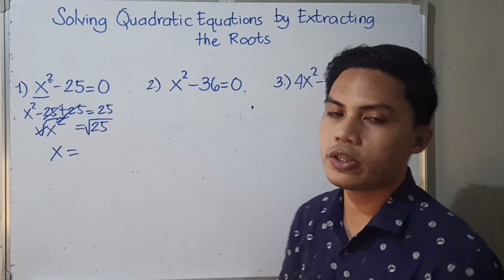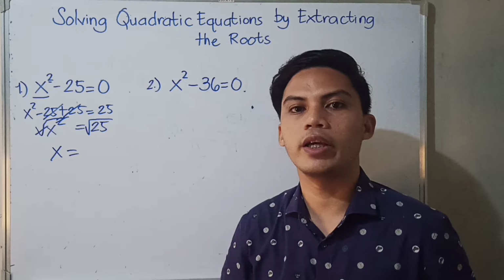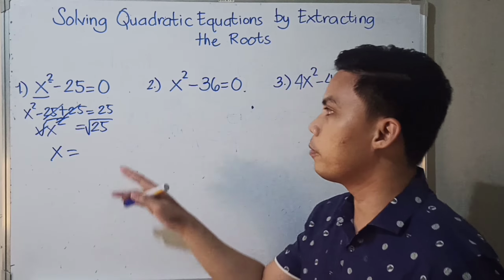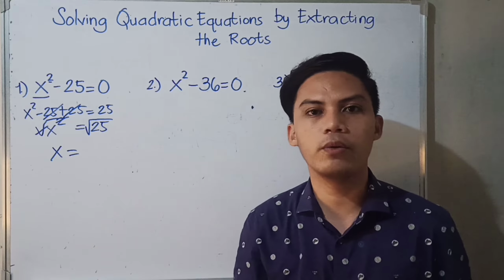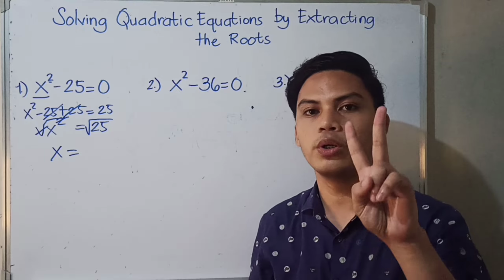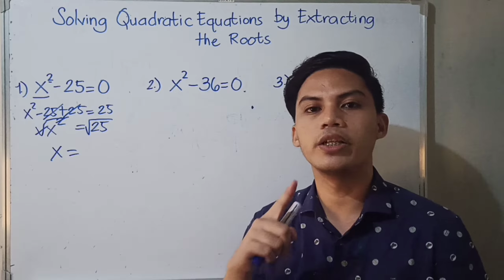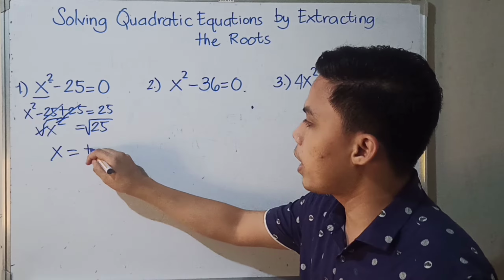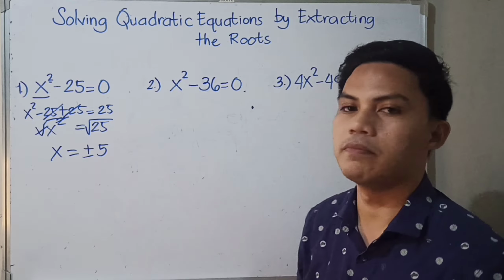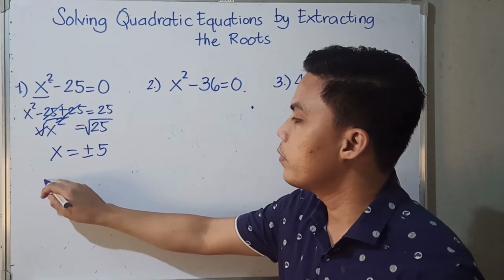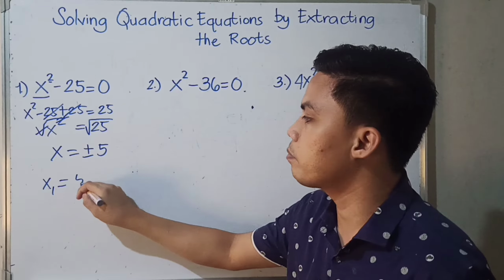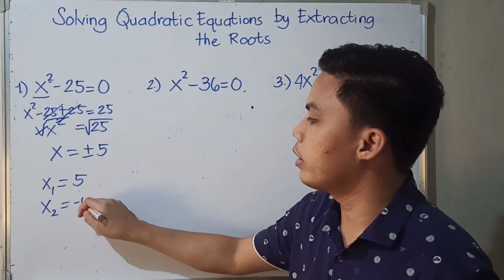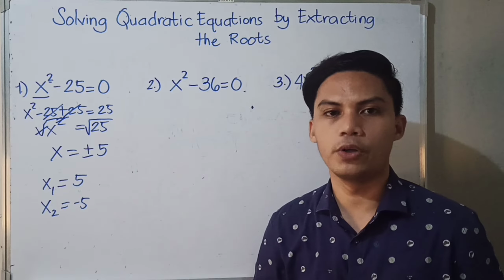Okay. Now, what is the square root of 25? Okay. Kung principal root yung kukunin, we only have positive 5. But then again, we're talking about a quadratic equation. Therefore, we are expecting that we are going to get two roots. One is positive and the other is negative. Kaya nga, ang roots natin dito sa number 1 would be positive, negative 5. Okay? If we're going to separate them, x sub 1 or the first root is positive 5. And the second root would be negative 5, or in any order.